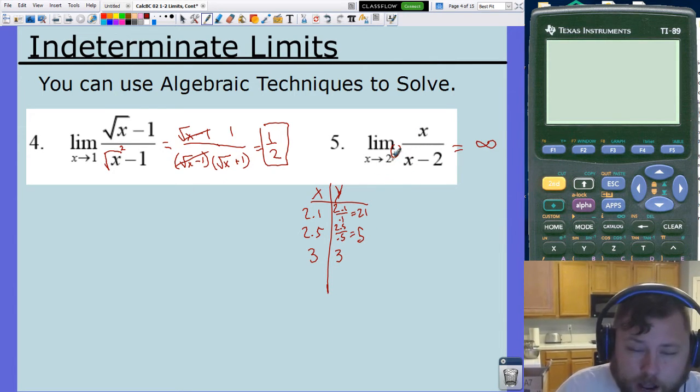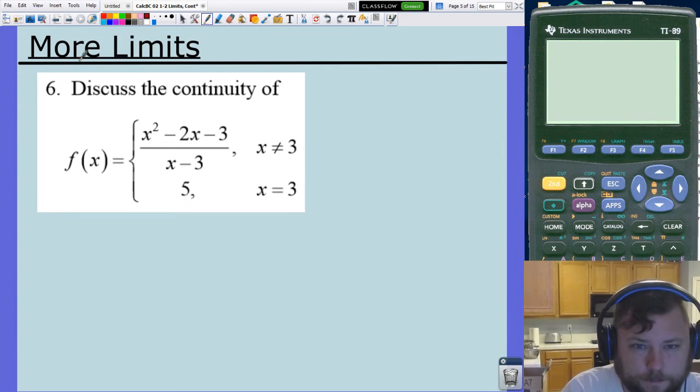So that's usually what's happening in these cases. It's either going to be going up to infinity or down to negative infinity. You got to figure out what's the pattern here. As we get closer to 2, it's getting bigger. So I can trust it's going to infinity. Okay, so this is a good example to do.